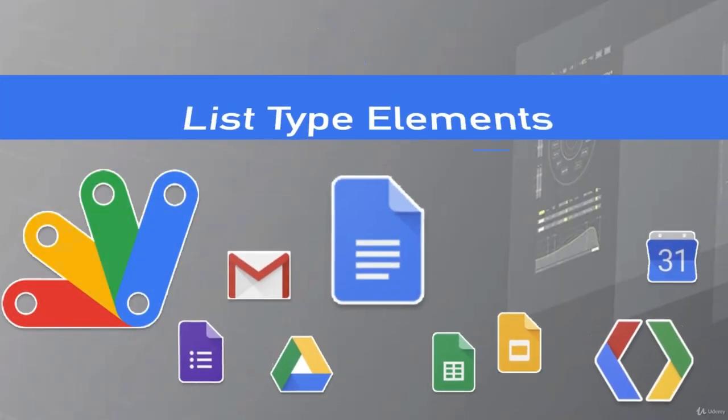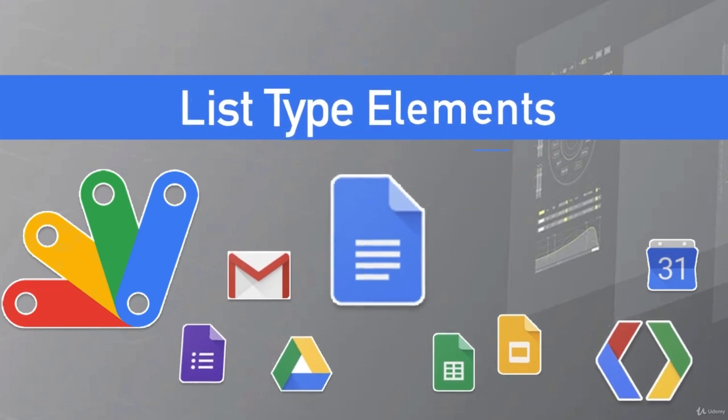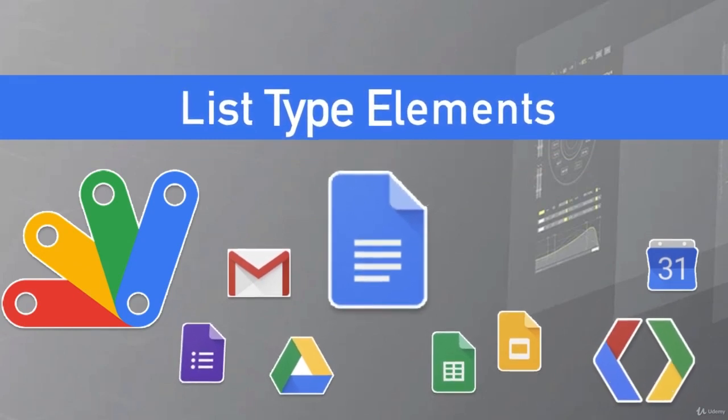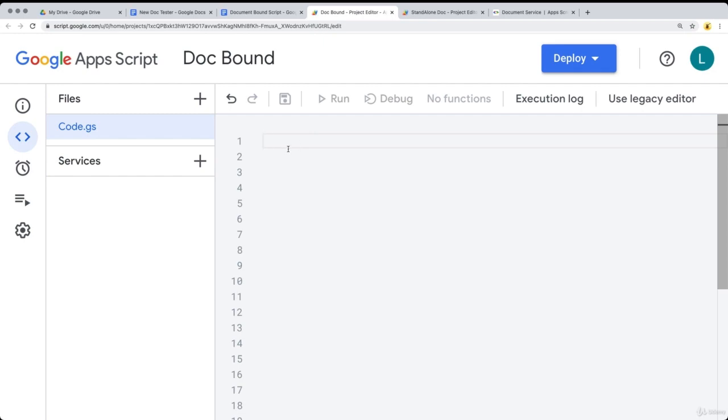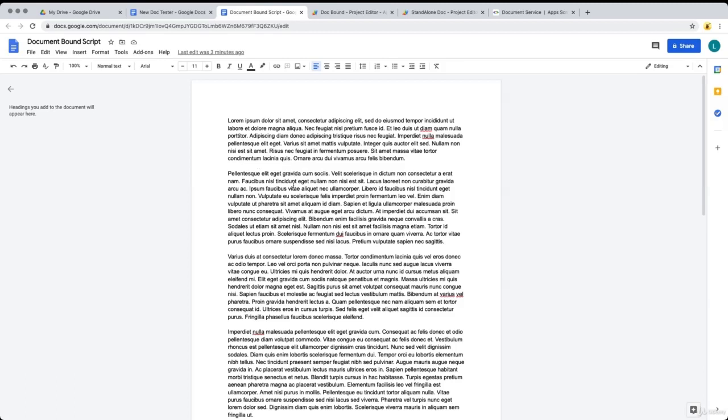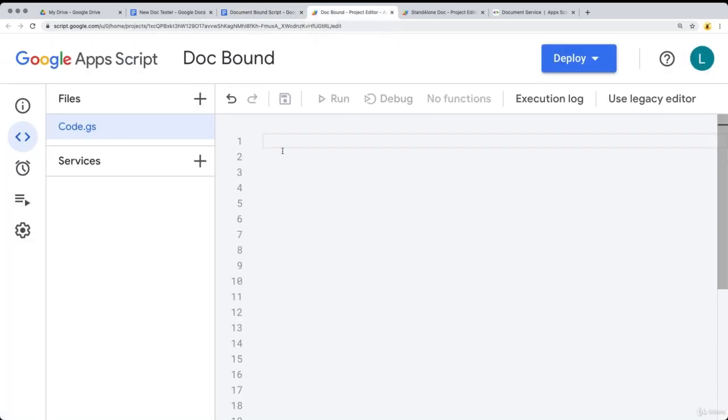In this lesson, we're going to be adding list items. So list items are actually paragraphs, but they're associated with the list ID. And we're going to also be using the bound script. So I've pasted some lorem ipsum text within the bound script so that we've got something to interact with.